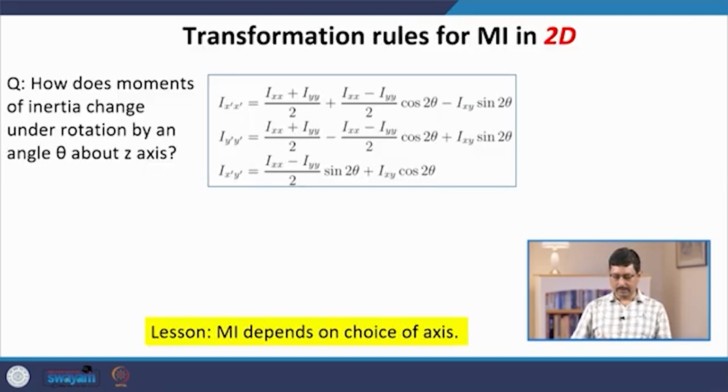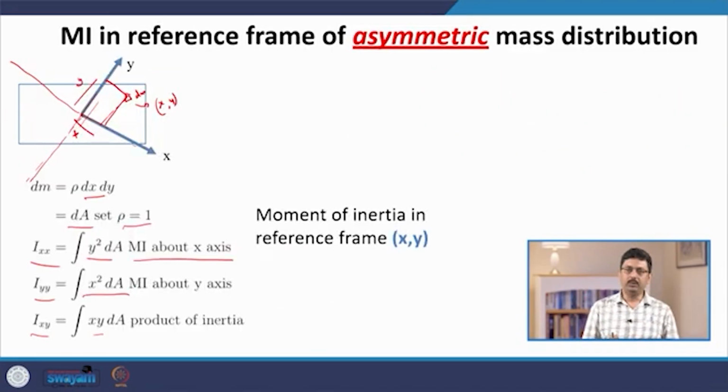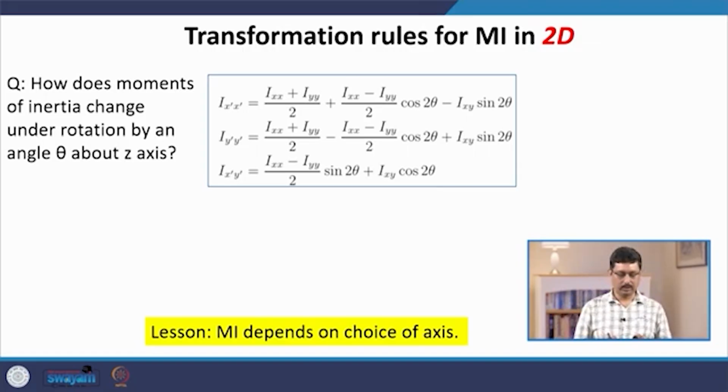Suppose in this case it is easy to guess the axis of symmetry, the choice of axis for which the mass distribution is symmetric. But suppose we have some complicated shape of the object, so that it is not easy to guess the choice of axis about which the mass distribution will be symmetric. What we can do is start with an arbitrary axis, such as this blue axis, and calculate the moment of inertia.